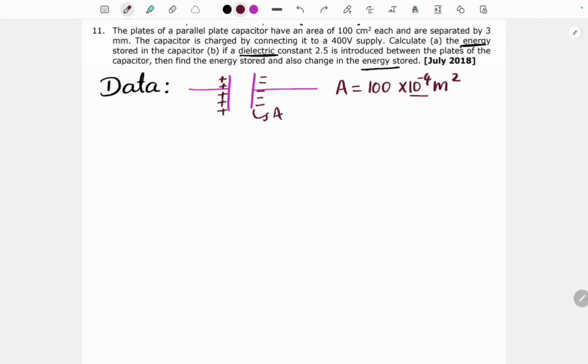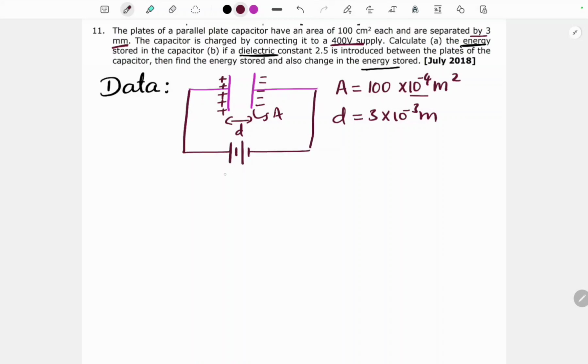Second thing, they have given the separation between the plates, that is 3 millimeter. Let me consider that as small d. Small d is equal to 3 into 10 to the power minus 3 meter, because they have given millimeters. Millimeter is nothing but 10 to the power minus 3 meter. Now this capacitor is connected to a 400 volt supply, so this is connected to a battery of 400 volt potential difference. Now we need to find out the energy stored.